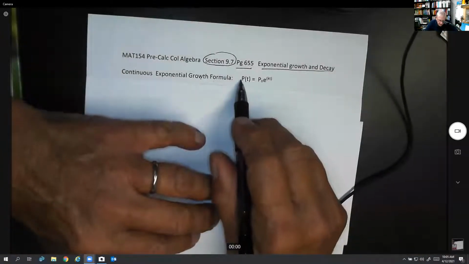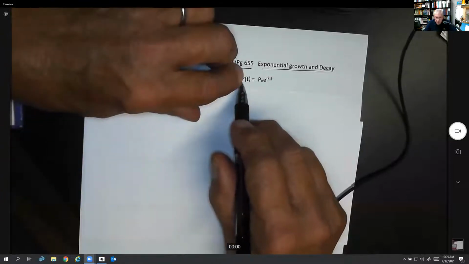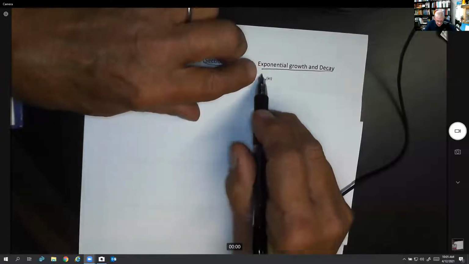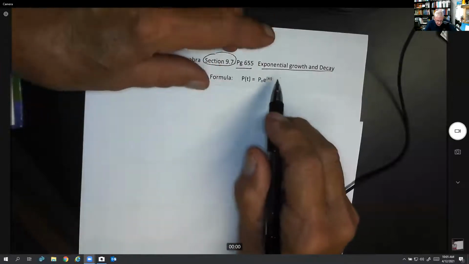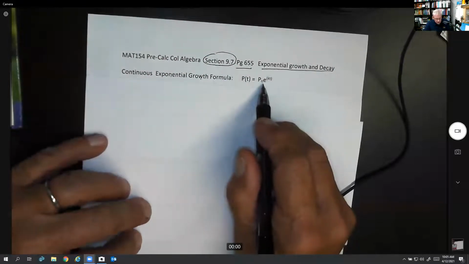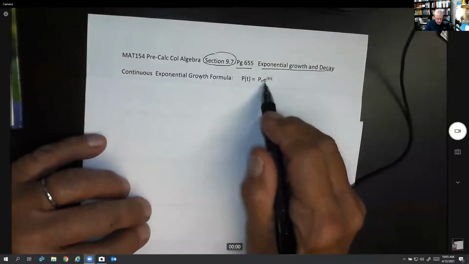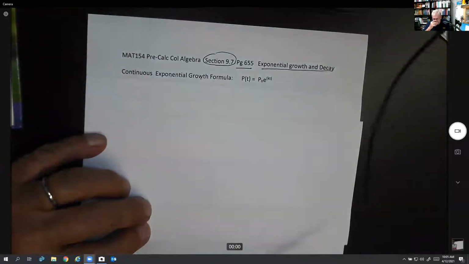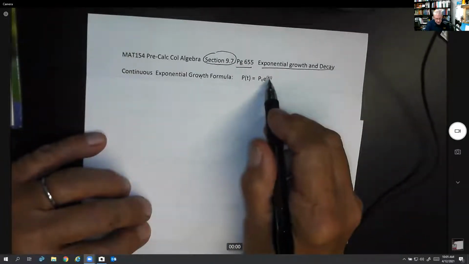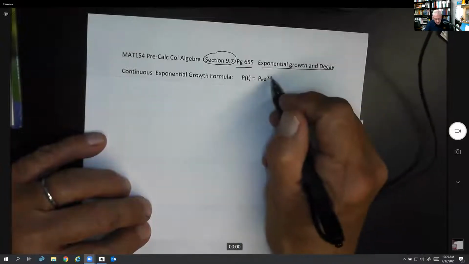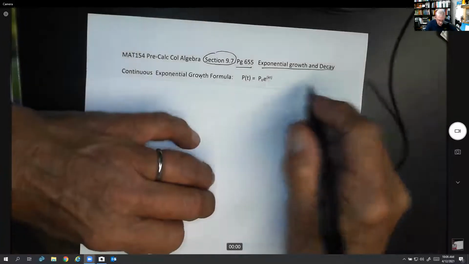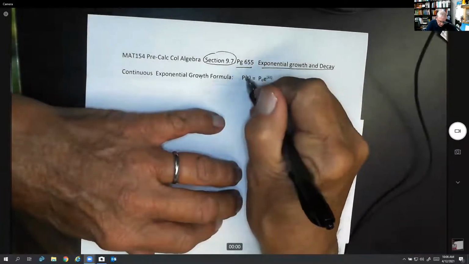So this is the final amount that you're going to have at the end. This is the initial amount of maybe bacteria or population or whatever we're talking about. E is our constant, 2.71828, and K is the rate of growth, and T is the time. So we're going to use this. Let me go through this.